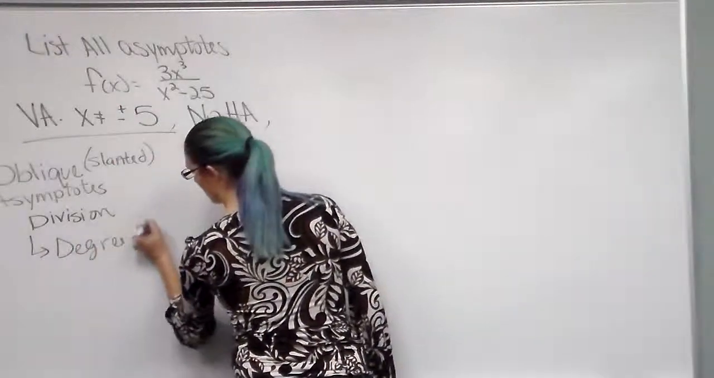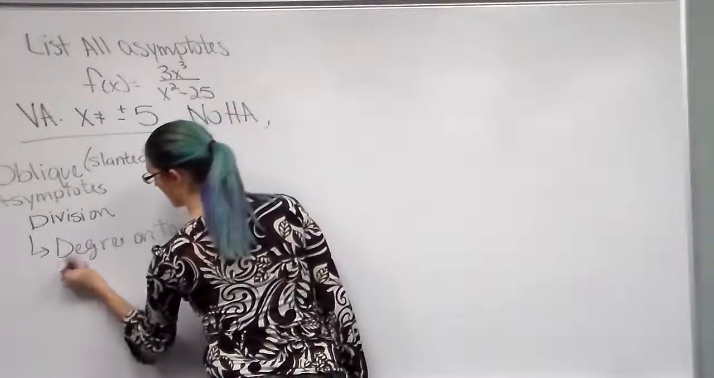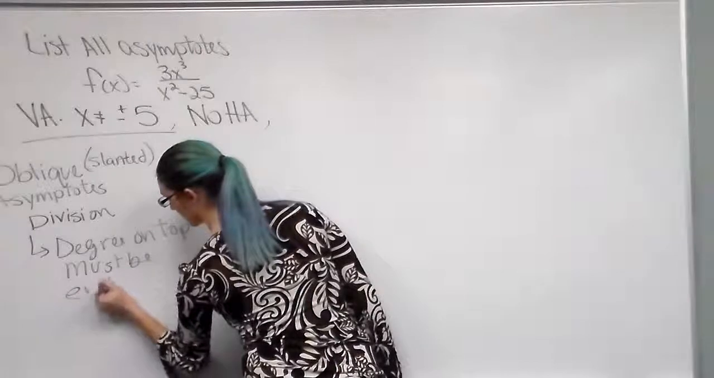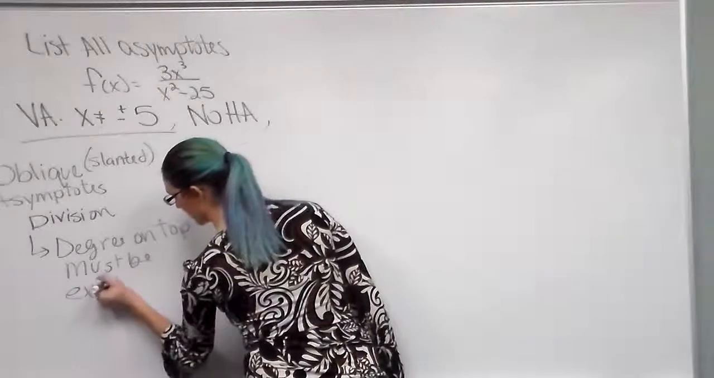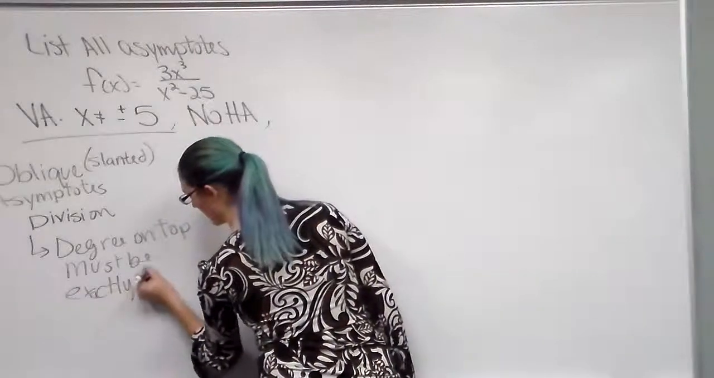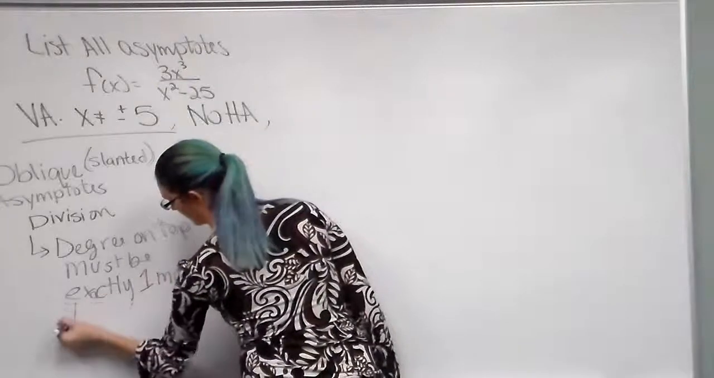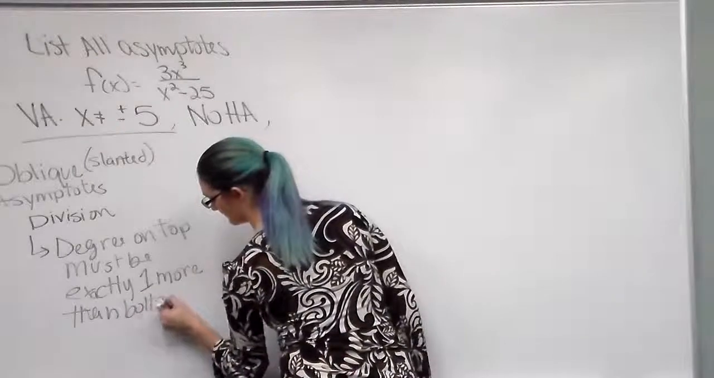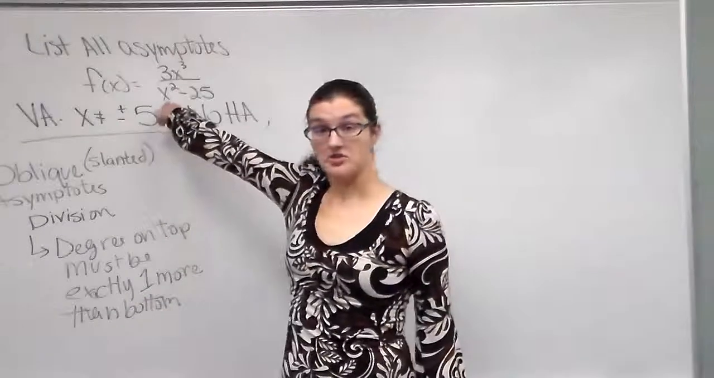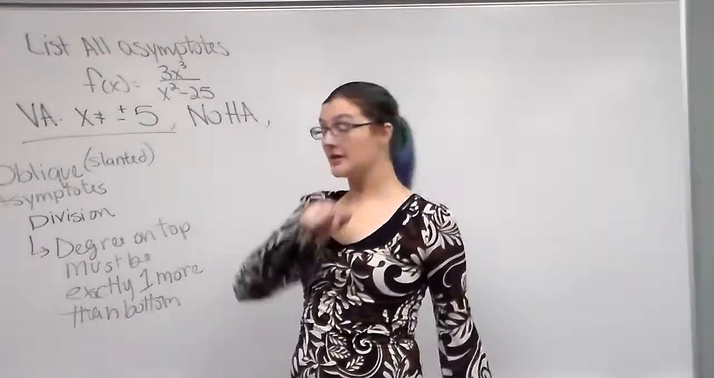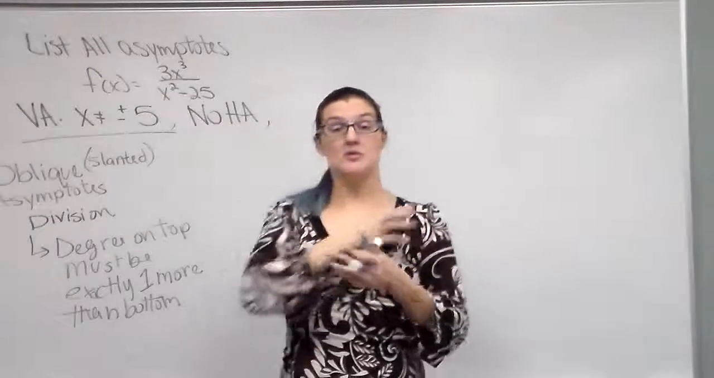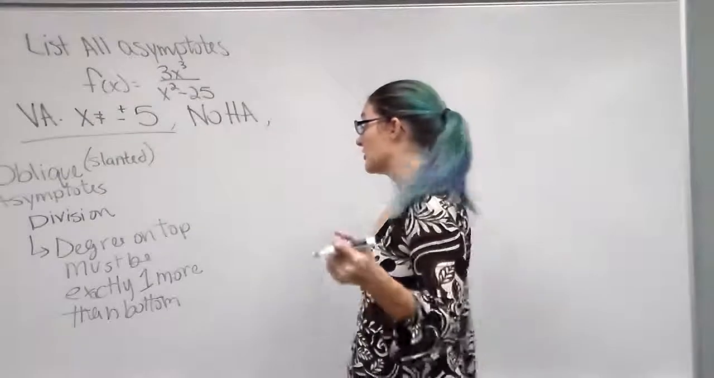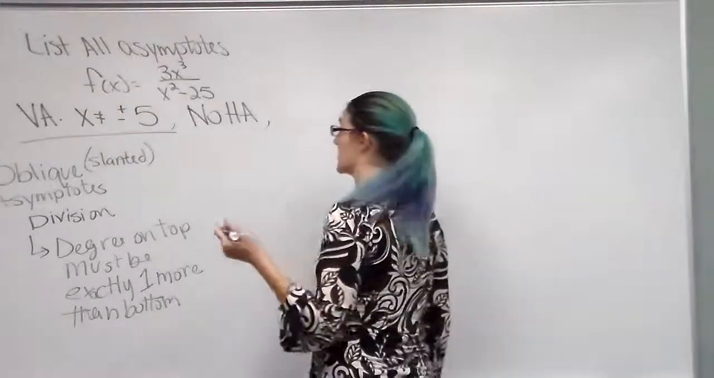Degree on top must be exactly 1 more than the bottom. So 3 and 2, right? Those are my 2 degrees. Is the top 1 more? Yes. If it was 4 and 2, then we'd say there's no obliques. This must be your rule. Division only if the degree on top is exactly 1 more than the bottom.